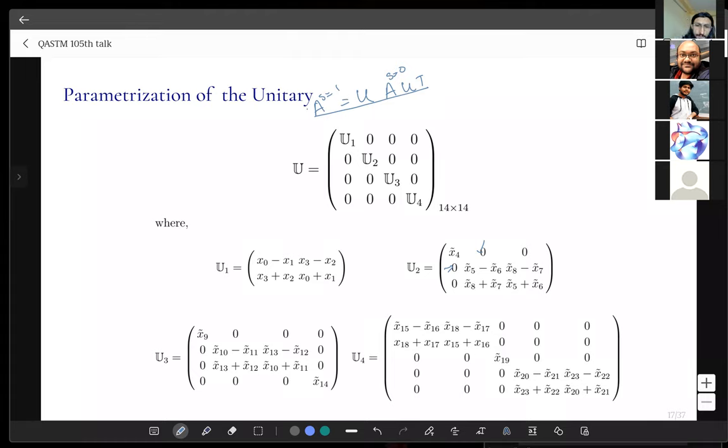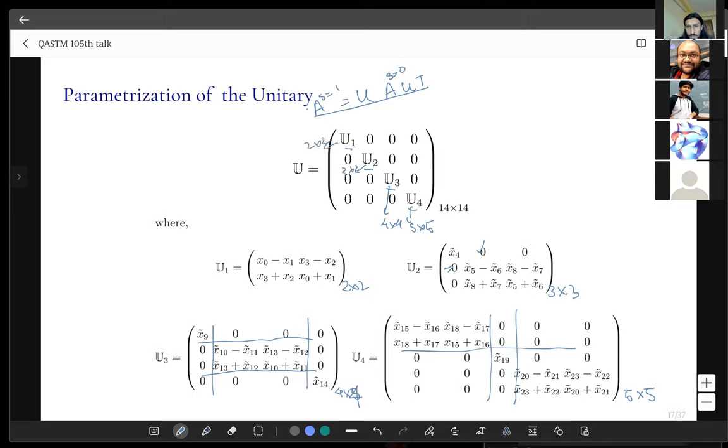So this Y1, Y2, Y3, and Y4, all have been written in a block diagonal form. What is this 14 number? From where is this 14 coming? Because this is 2 cross 2, this is 3 cross 3, this is 4 cross 4, and this is 5 cross 5. Now this is 5 cross 5, this is 4 cross 4, this is 3 cross 3, and this is 2 cross 2.